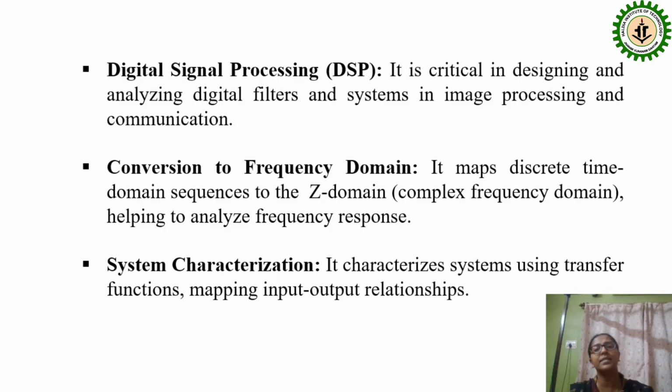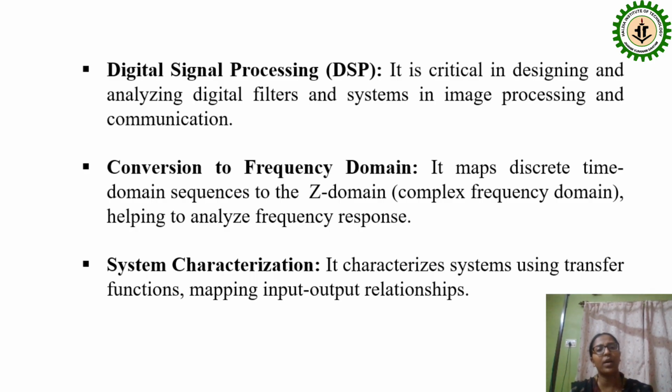Next point is digital signal processing. Right now I am discussing the properties, or why we are using the Z transform. It is critical in designing and analyzing digital filters. Digital filters in the continuous time domain cannot be designed easily, but if the signal is in the discrete time domain, or converted into the Z domain, then drawing any type of filter becomes very easy. It has vast application in image processing and also in communication.